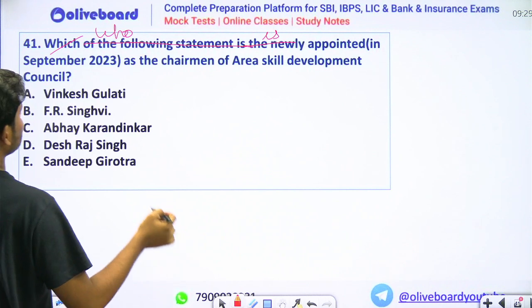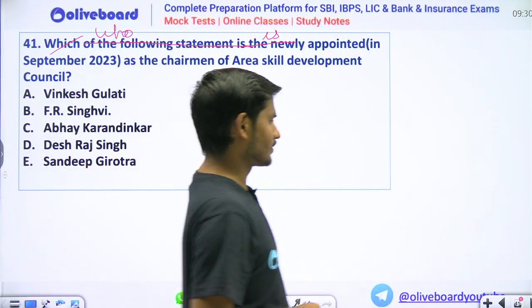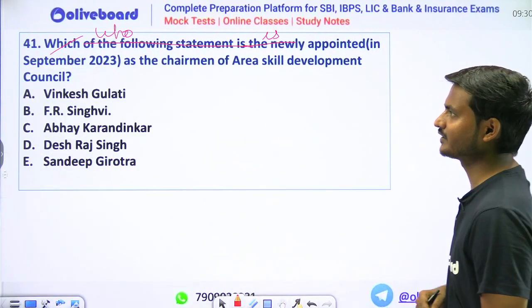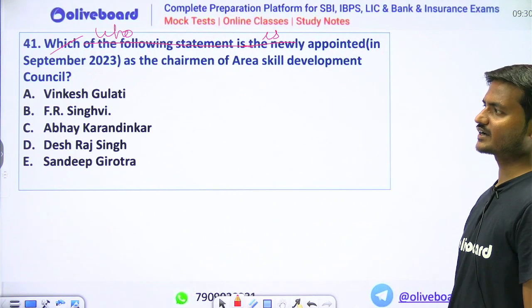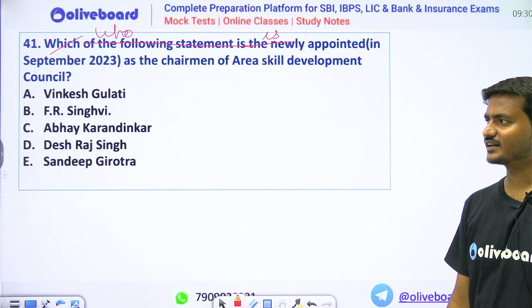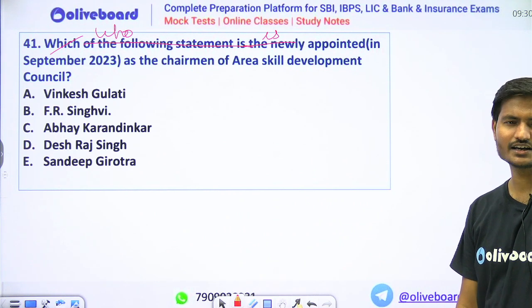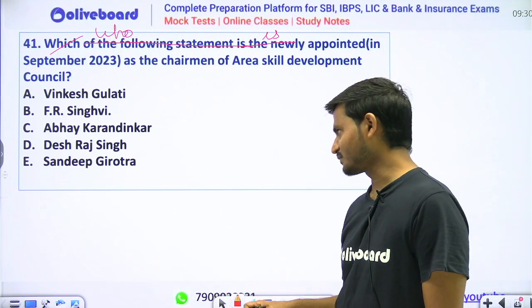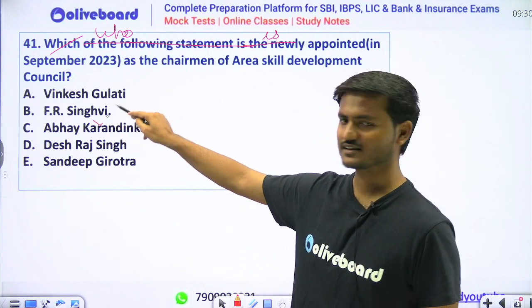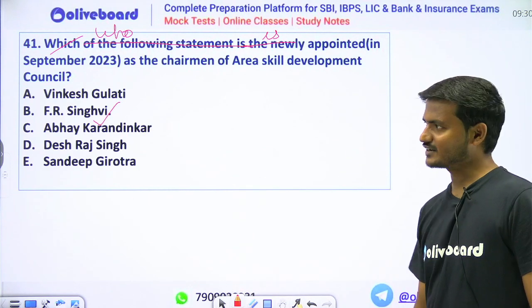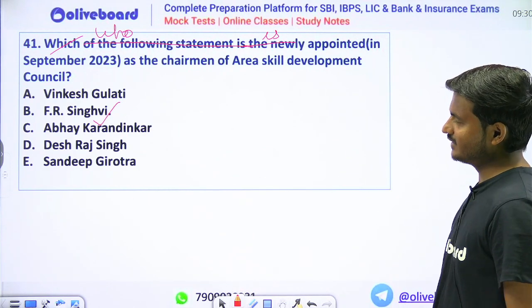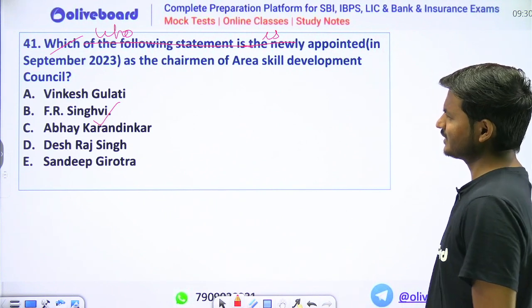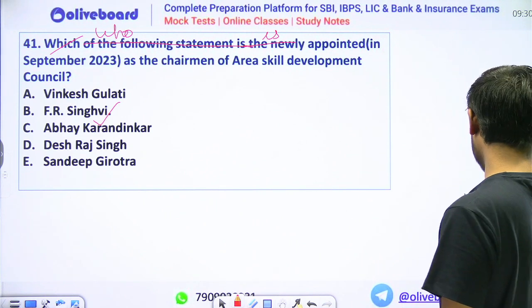Who is appointed as the chairman of area skill development council in September 2023? Vinkesh Gulati, FR Singhvi, Abhay Karan Dinkar sir, Desh Raj Singh, and Sandeep Girotra. The answer to this is FR Singhvi. So FR Singhvi has been recently appointed as the chairman of the area skill development council.